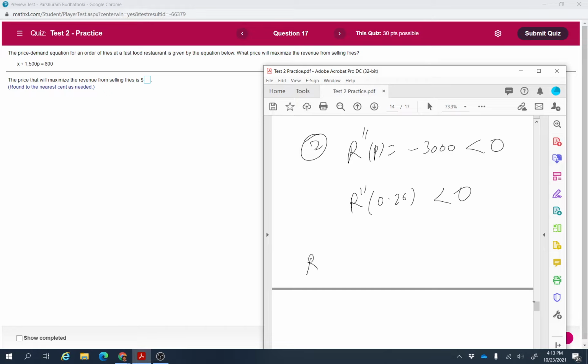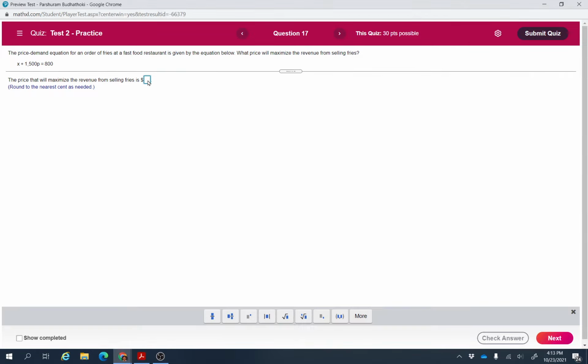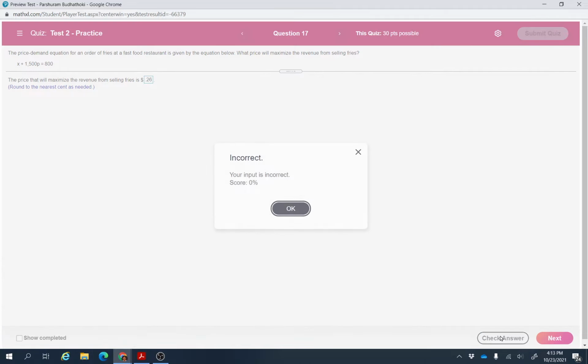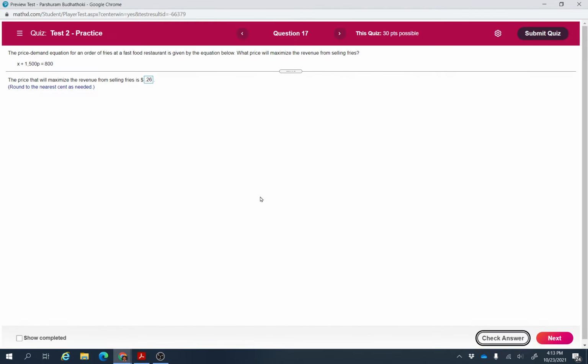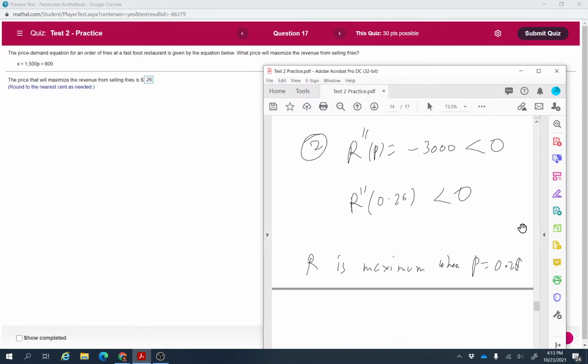Revenue R will be maximum when the price is 0.26, if you round it to the nearest cent. So I'm going to put it here: 0.26, meaning 26 cents. Okay, one more time. This is not giving me the right answer. Why is that? Round to the nearest cent. What did I do wrong?